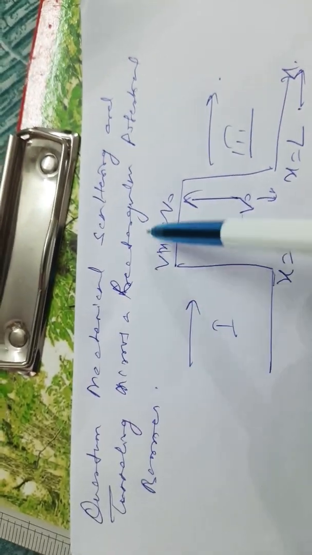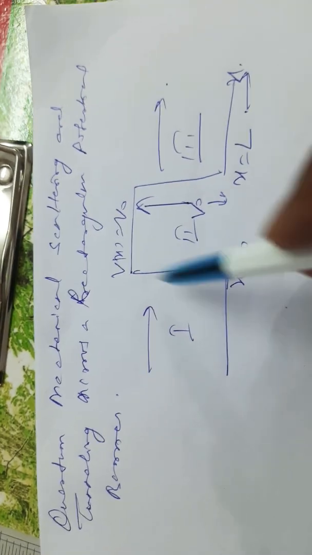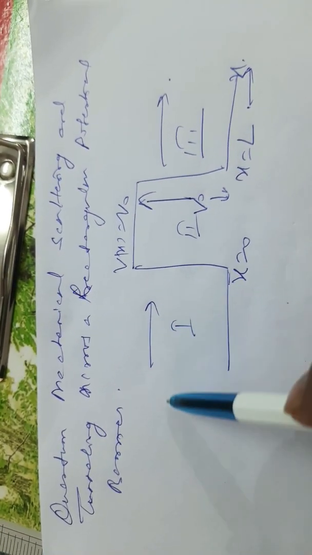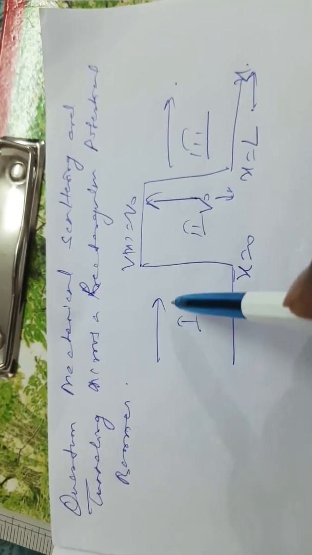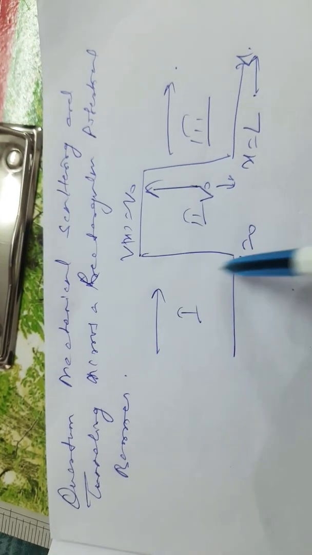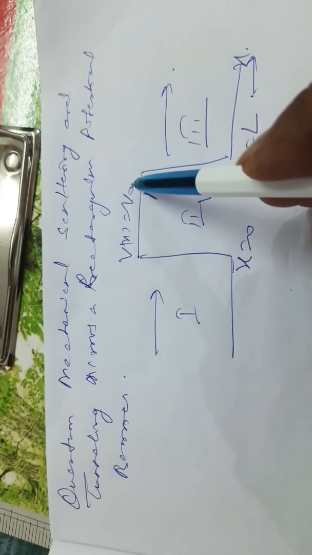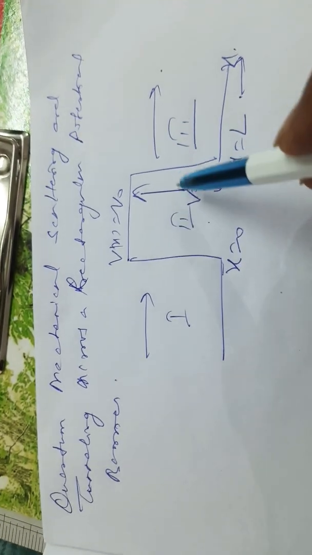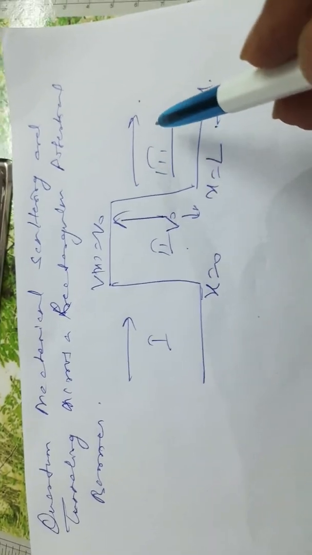Everyone, today we'll discuss quantum mechanical scattering and tunneling across a rectangular potential barrier. Here we have drawn the figure. Here we have shown that a particle of mass m and energy E is incident on it, and here is the potential barrier of V(x) equal to V naught. This is the second region, and then after tunneling through it, the particle passes to region 3.